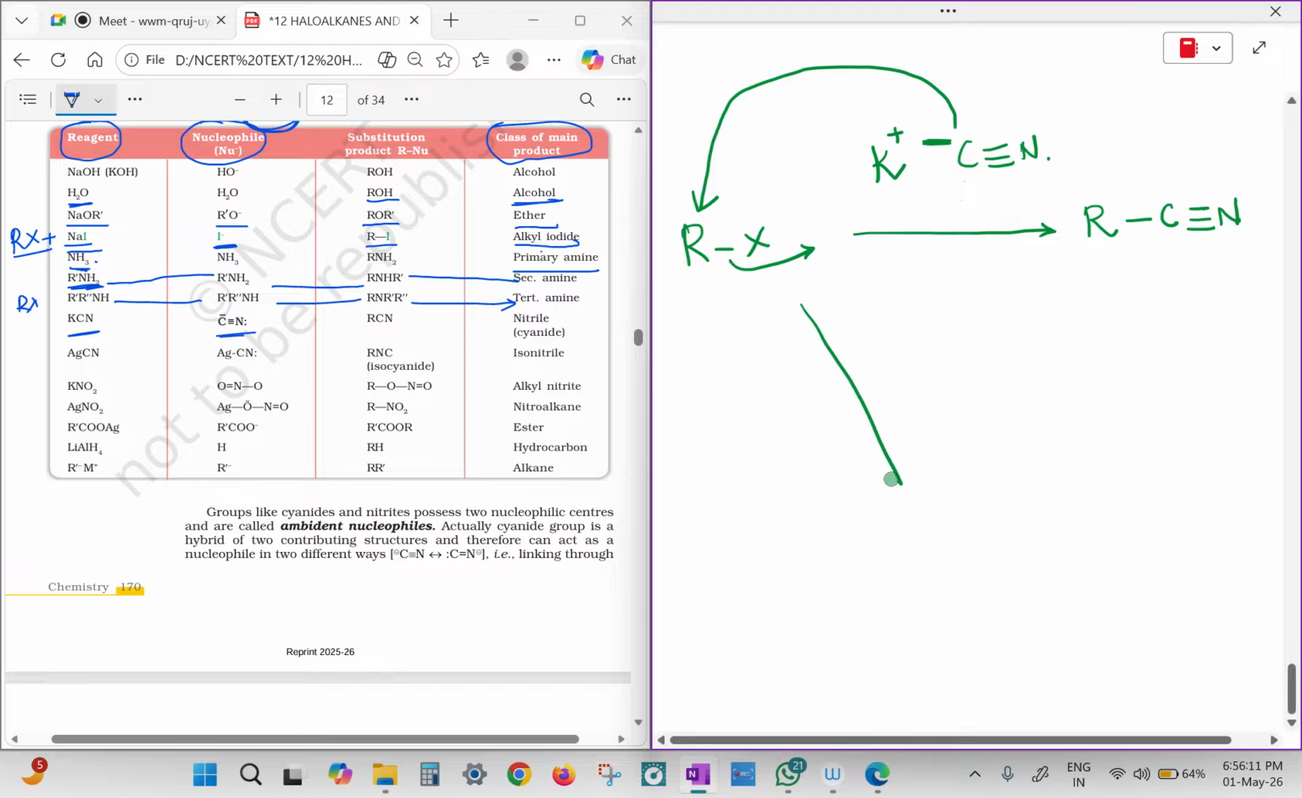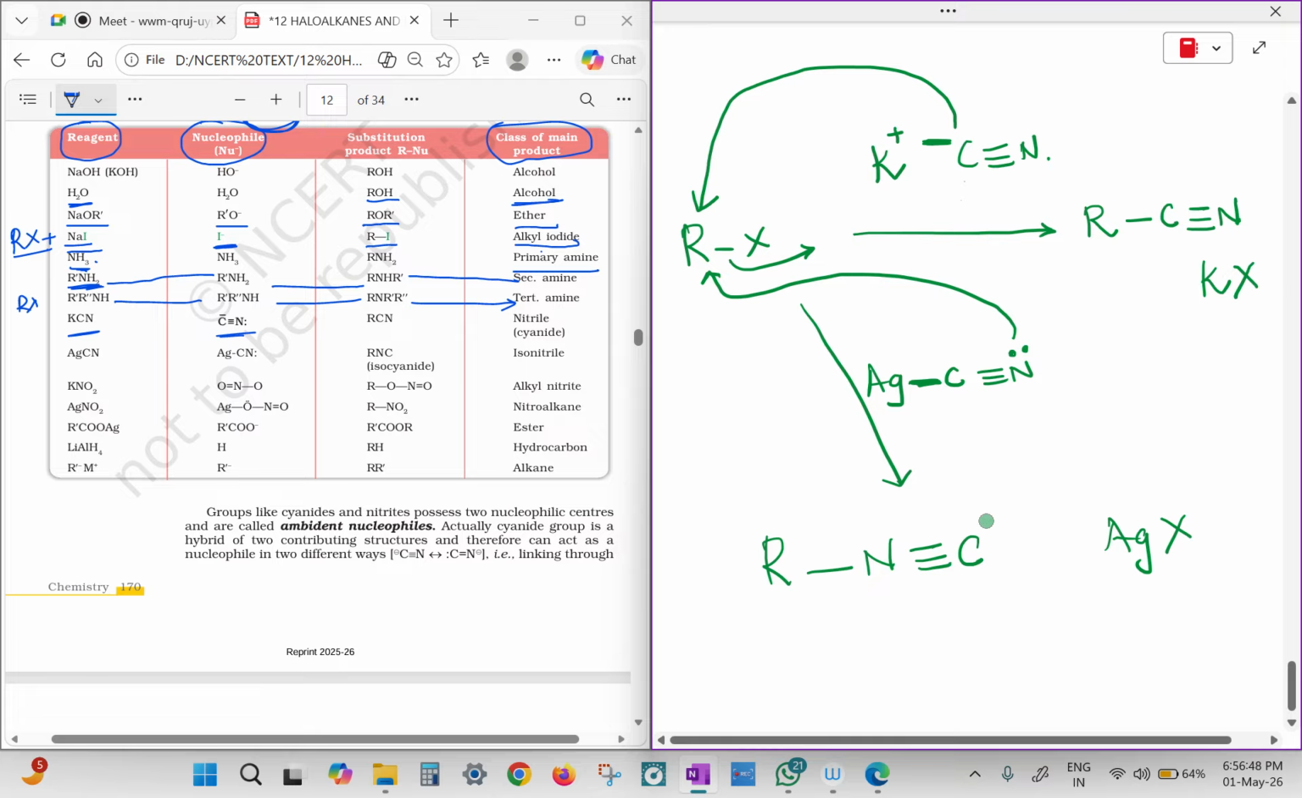But the moment it is AgCN, the Ag is a small cation. Now, smaller the size of the cation, more the covalent character. That means this bond is not ionizing right now. So there is no negative charge on the carbon. That means the nitrogen with the lone pair is going to be the attacker. So R will bond to nitrogen, which in turn carries the carbon with it. The Ag cleaves open to form AgX. Here the byproduct was KX.